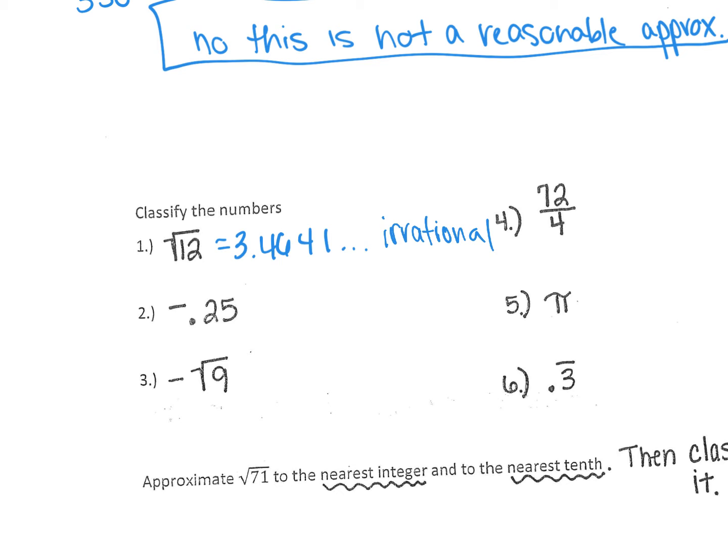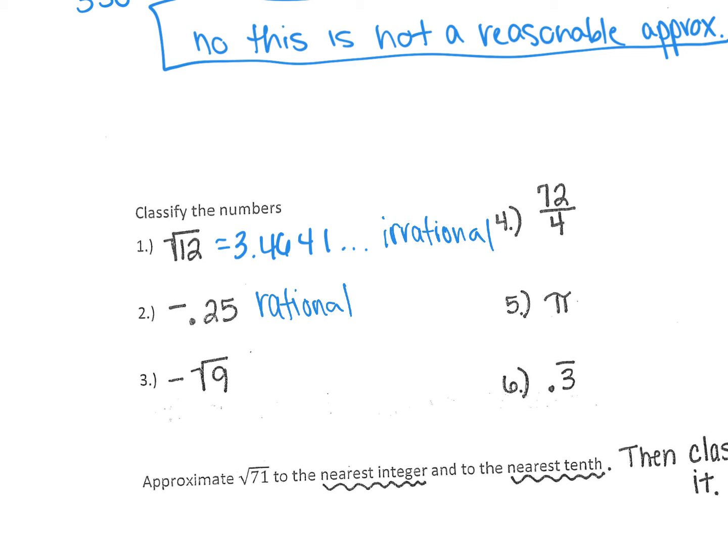Next one, we have negative 0.25. Well, I can turn that into a fraction. I can put it over 100. 25 over 100 is the same as 1/4. So we can turn it into a fraction, so it is a rational number. Now, within the rational numbers, we have integers, whole numbers, and natural numbers. Well, all of those require them not to be decimals or fractions, so therefore it is only a rational number.